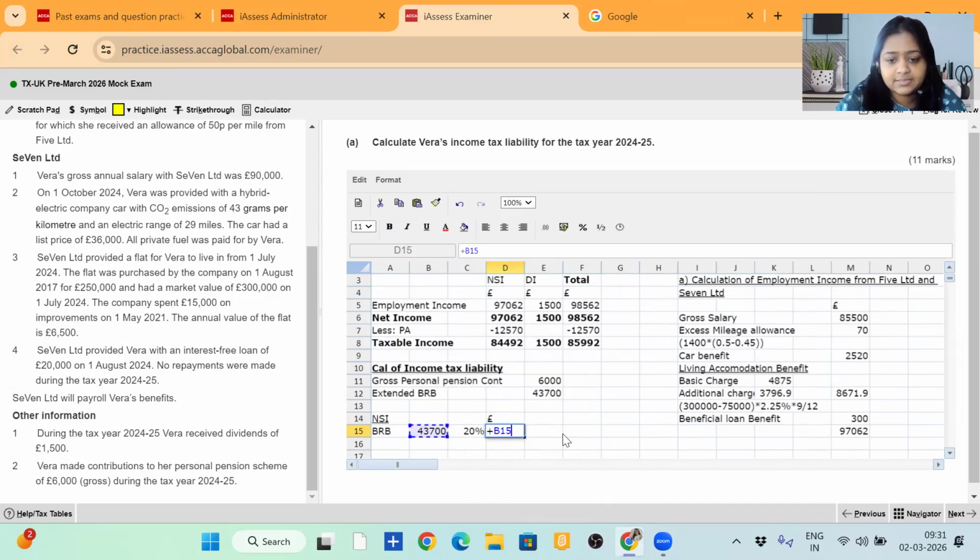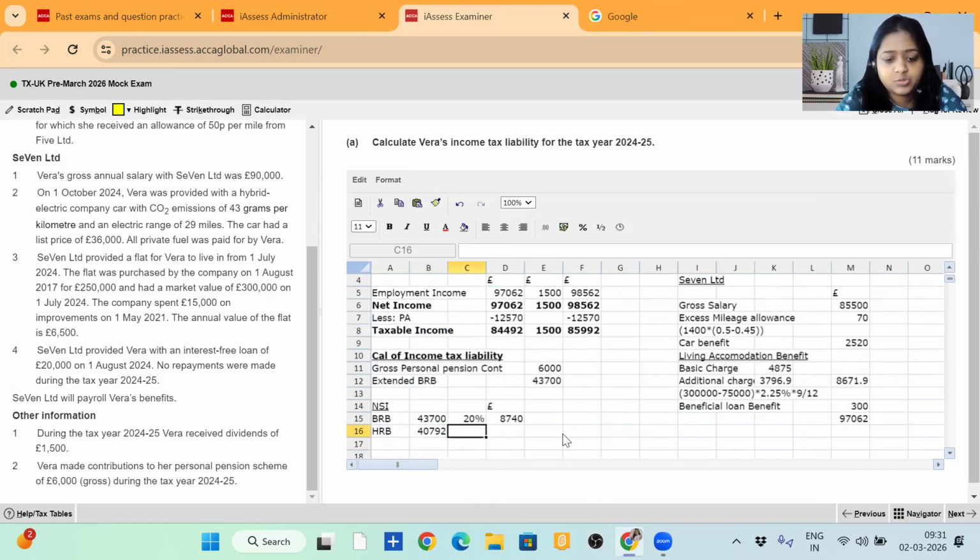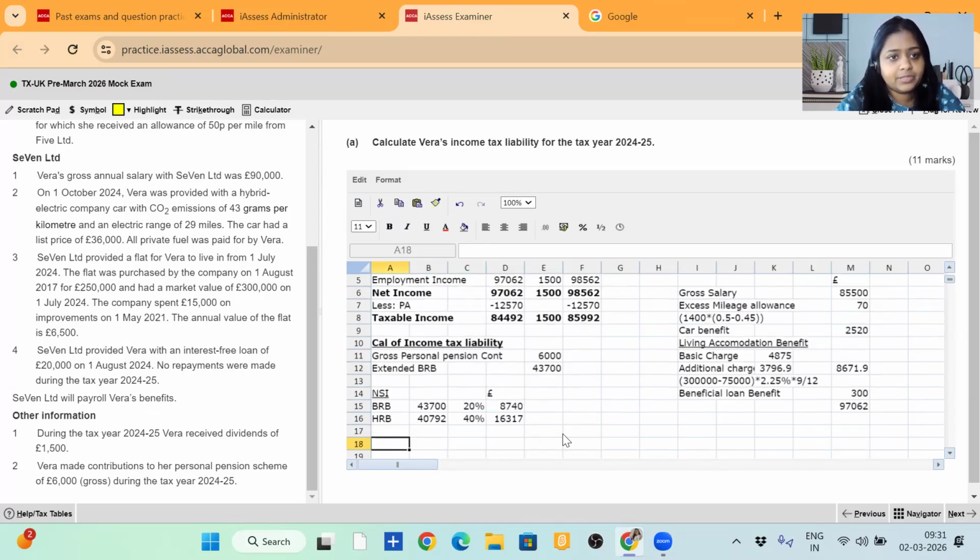Let's calculate the tax. Then you take HRB, the remaining income. This less this, and this will be at 40%. Done. Okay. Now there's nothing that I missed. No, there is no tax reducer, nothing that is there.